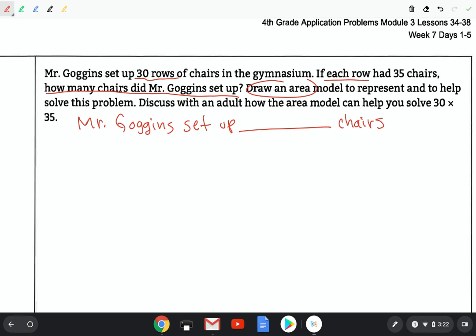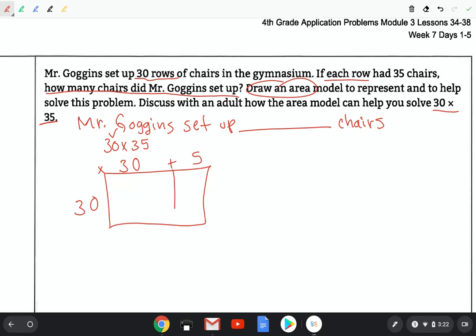You need to draw an area model to represent and to help you solve this problem. Discuss with an adult how the area model can help you solve 30 times 35. Look at that, they're even giving you the equation here. So if you're solving 30 times 35, remember that one of the sides would be one of the factors that you're multiplying, so 30 times, and then we can break down 35 as 30 plus 5, and from there you go.